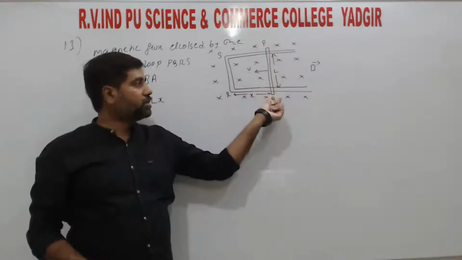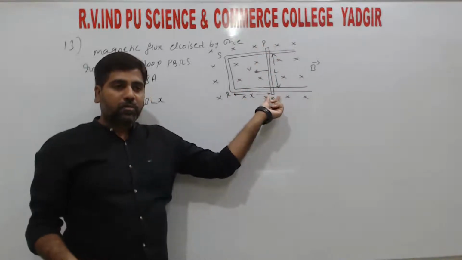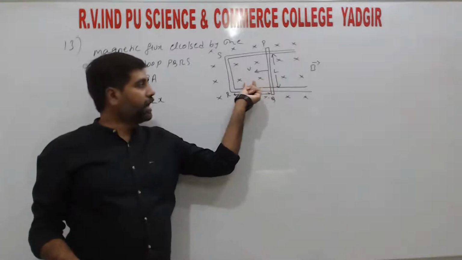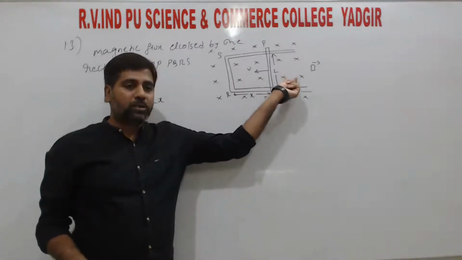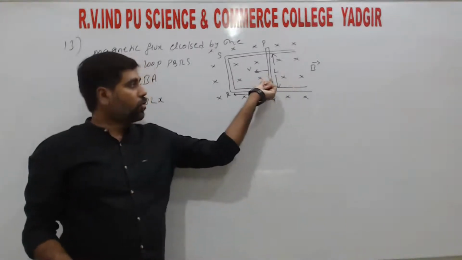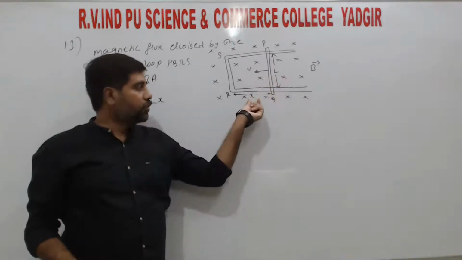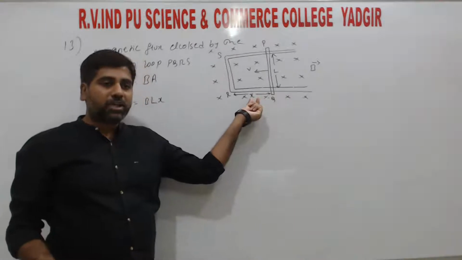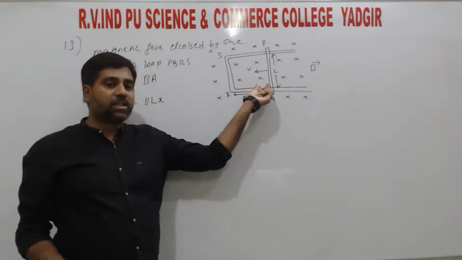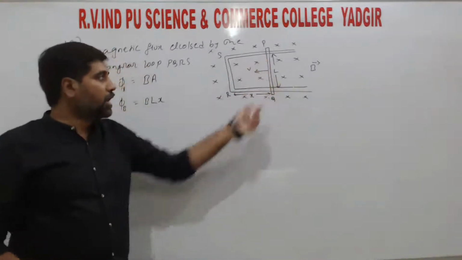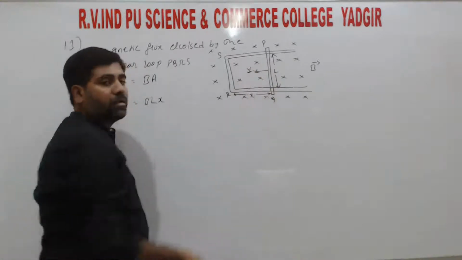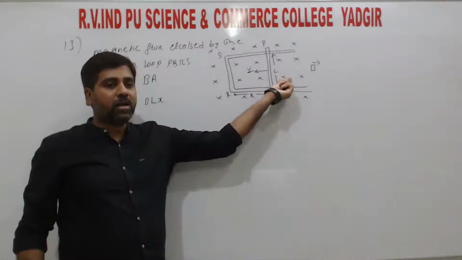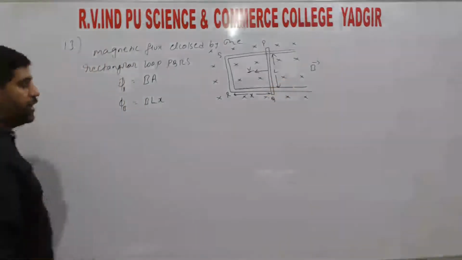So EMF is induced at the PQ ends when this conductor starts to move. It can move in this direction or in the opposite direction. As it is moving, the x value keeps changing with respect to time, so the conductor is moving with velocity v. When the conductor is moving in the magnetic field, EMF is induced, right?